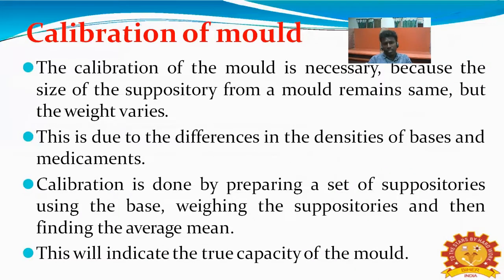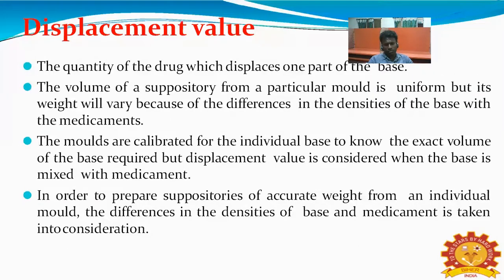Calibration of mold. The calibration of the mold is necessary because the size of the suppository from a mold remains the same, but the weight varies. This is due to the difference in the density of the bases and medicaments. Calibration is done by preparing a set of suppositories using the base, weighing the suppositories, and then finding the average. This will indicate the true capacity of the mold.